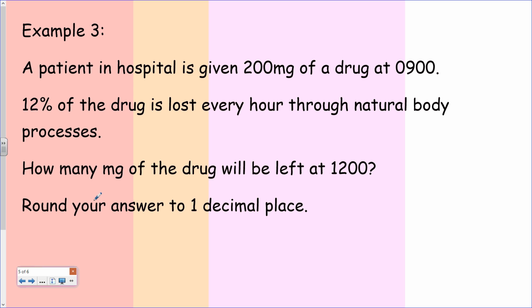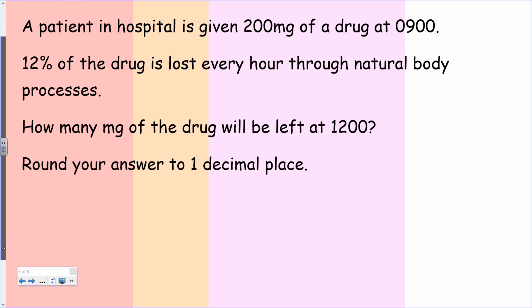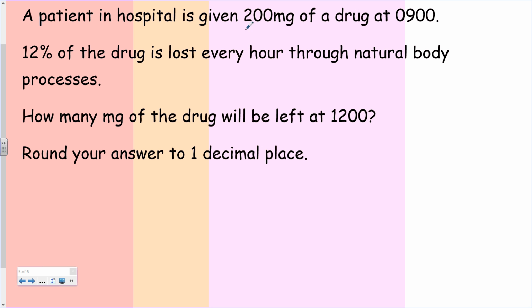Okay, another example, number 3 this time. So this time we've got a patient in hospital who is given 200 milligrams of a drug at 9 AM. 12% of the drug is lost. So if it's lost, it's coming down every hour through natural body processes. How many milligrams of the drug will be left at 12 PM? Round your answer to one decimal place.